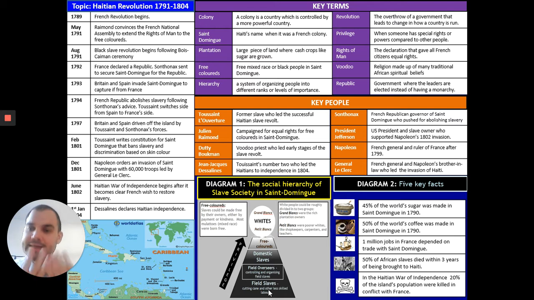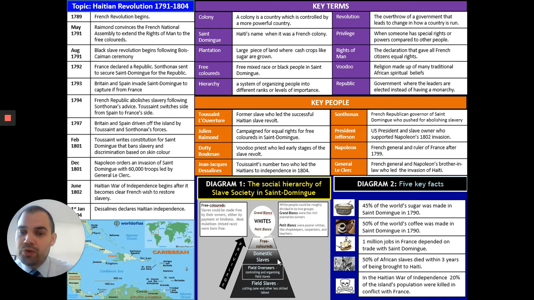So hierarchy, a system of privilege, with more people with power at the top, people with less power at the bottom. And we looked at the idea that in Saint-Domingue, the racial hierarchy wasn't as simple as white free people versus black slaves. There were distinctions amongst the slaves. The people who worked in the fields had the least privilege and were most likely to die from their work, up to domestic slaves.